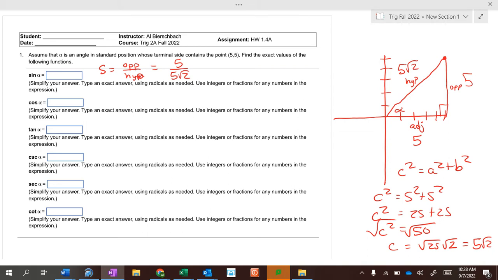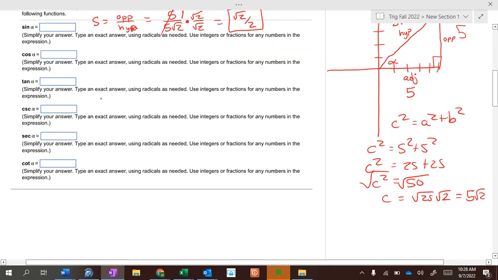So how do you get the radical out of the denominator? Multiply by square root of 2. The 5s can cancel, so they're gone, so it's like 1 on the top. So it's 1 over square root of 2. So if we multiply top and bottom by square root of 2, you get square root of 2 over 2. That's the sine of that function.